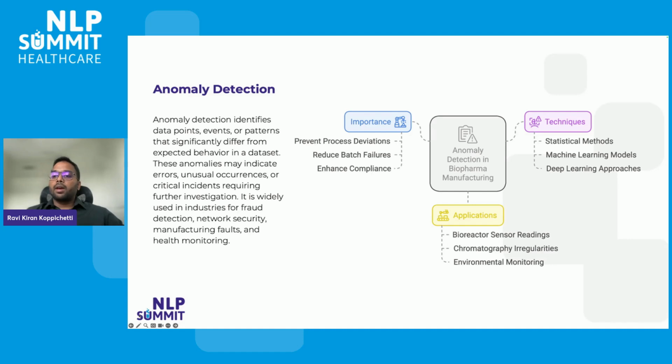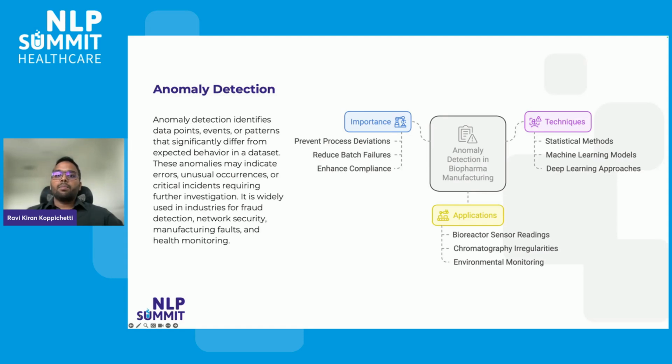Thankfully, AI and machine learning provide far more dependable solutions. Several techniques are employed for effective anomaly detection. Statistical methods such as z-score analysis and PCA, which is principal component analysis, assist in identifying unusual variations in data.